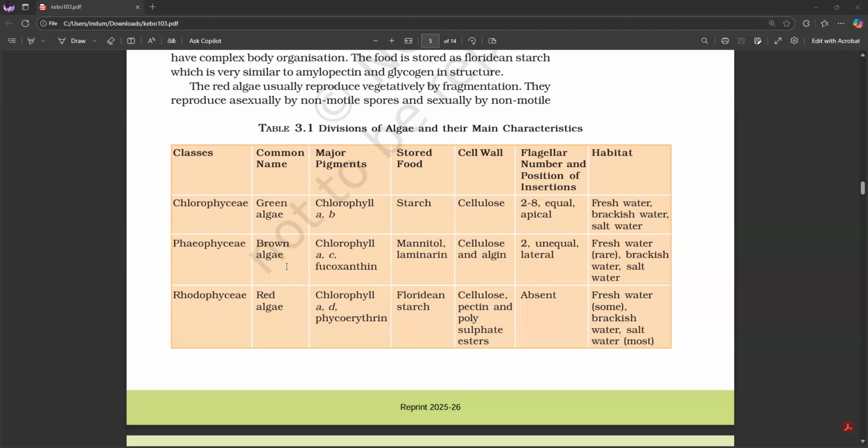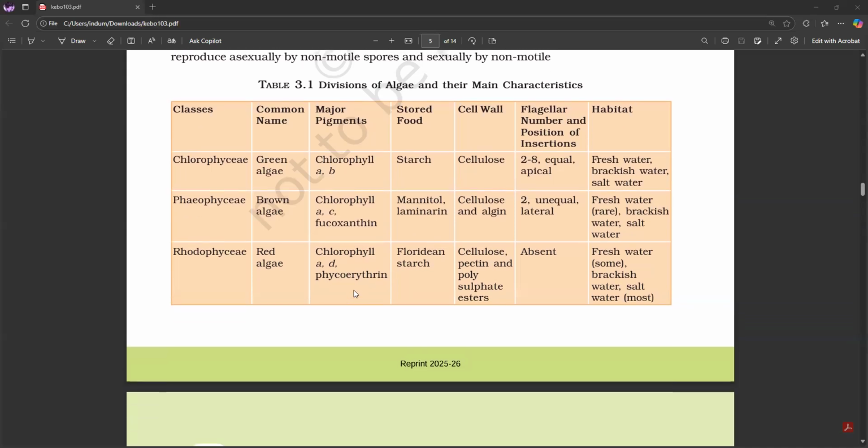Phaeophyceae, brown algae, chlorophyll a, c, fucoxanthin, mannitol, laminarin, cellulose and algin, 2 unequal, lateral. Freshwater rare, brackish water, salt water. Rhodophyceae, red algae, chlorophyll a, d, phycoerythrin, floridean starch, cellulose, pectin, and polysulfate esters. Absent. Freshwater some, brackish water, salt water most.